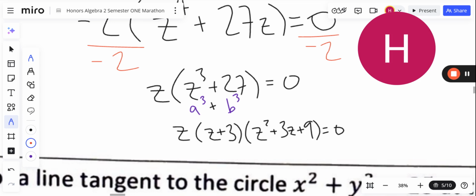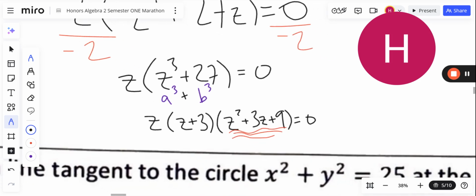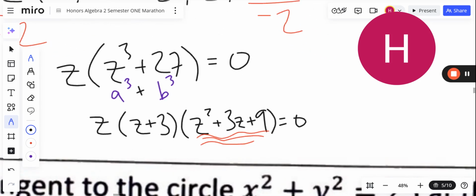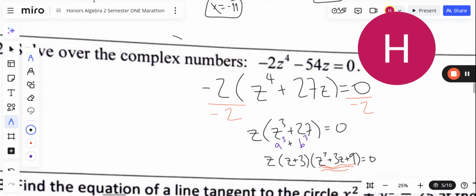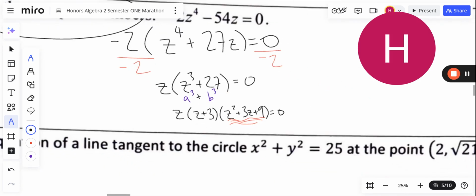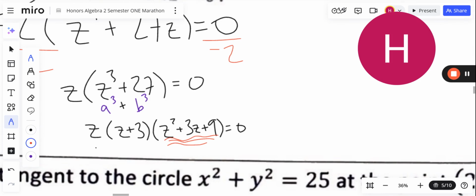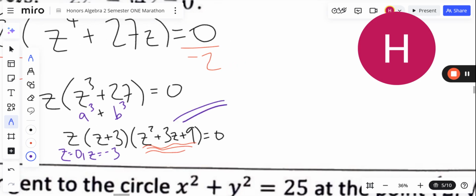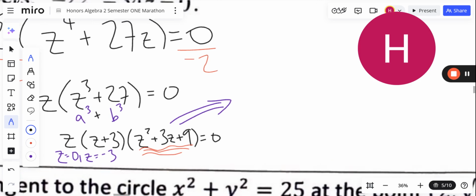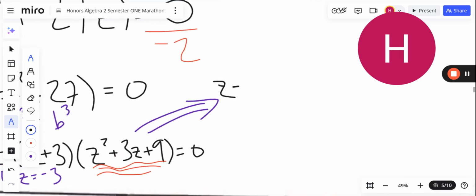Now this is considered an irreducible quadratic. It will not factor. In fact, its zeros are complex numbers, and that's why it requests us to find the solutions over the complex numbers, because solving these is easy. We just have z equals 0, z equals negative 3. But for this, we have a quadratic on our hands, and it doesn't factor. We're going to have to use the quadratic formula.